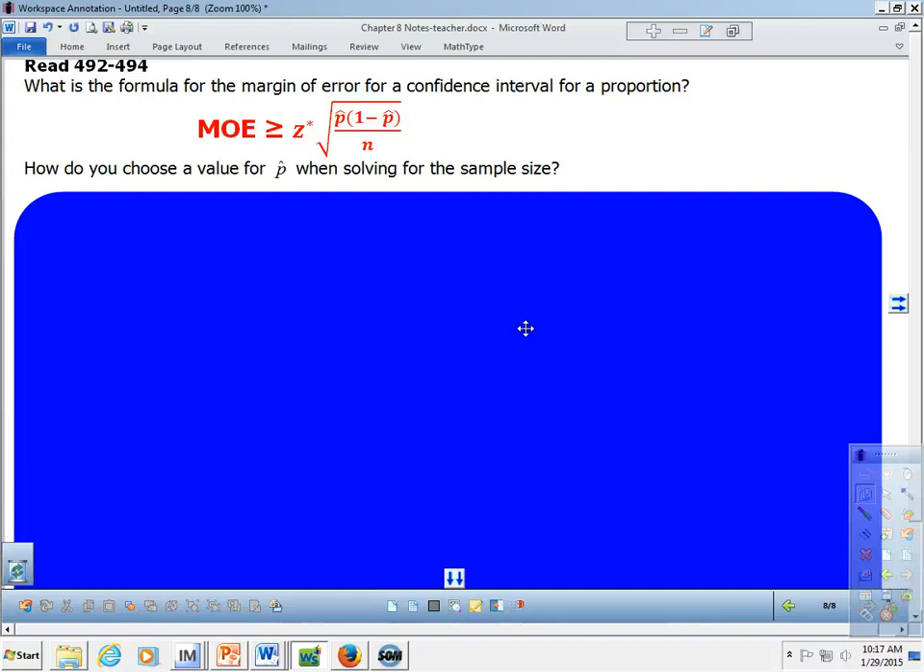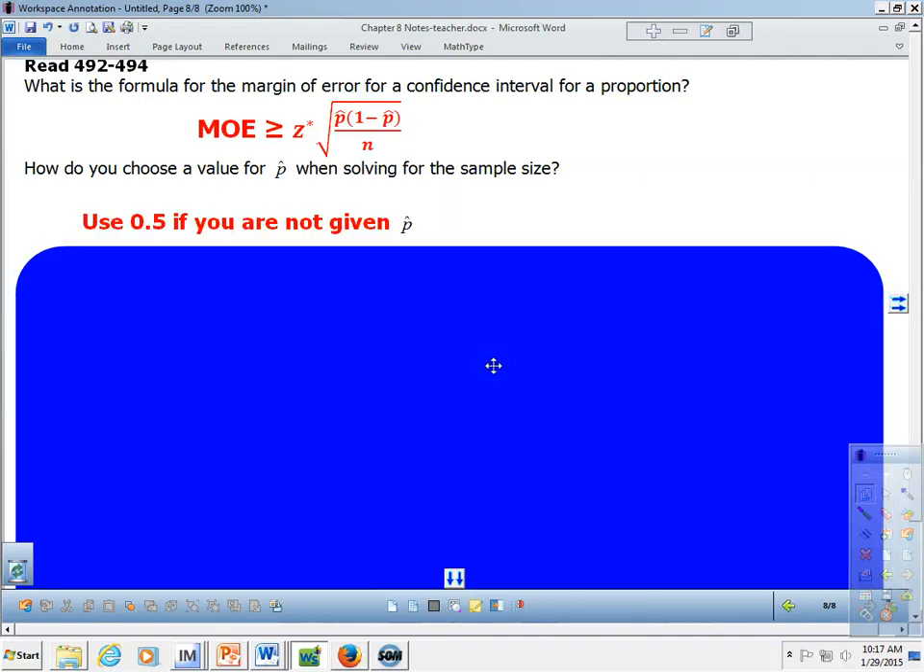And for this class purpose, if you're not given one, we're going to choose one. In practical purposes, unless you're piggybacking off of another study that had a p hat, you could obtain an existing p hat from there, or you're just going to understand that you won't have a p hat. So if we don't have one, we're going to use 0.5, okay?